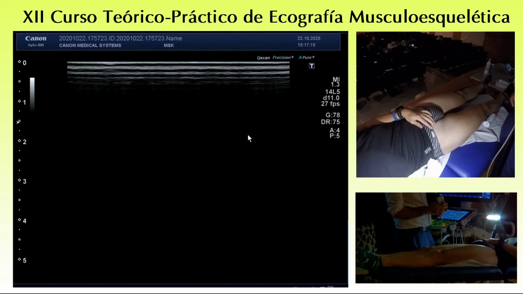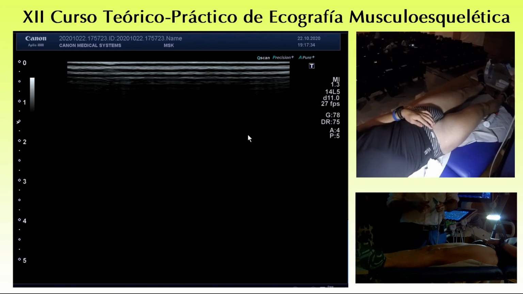On the lateral side, sometimes you can see like another aponeurosis. Could be. Sí, pero o sea, tendón directo, tendón indirecto y tendón reflejo. Yeah, exactly. The reflected tendon is not visible with ultrasound.